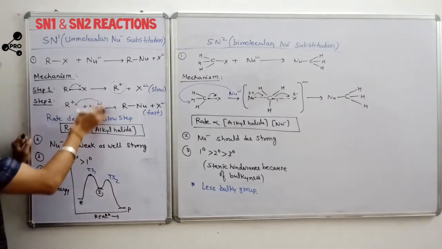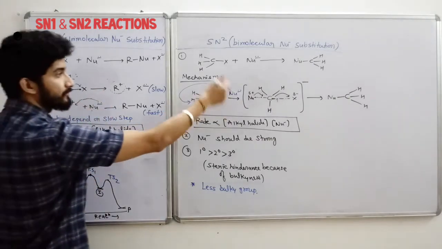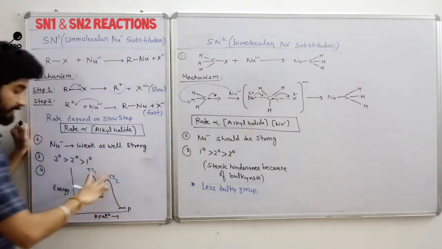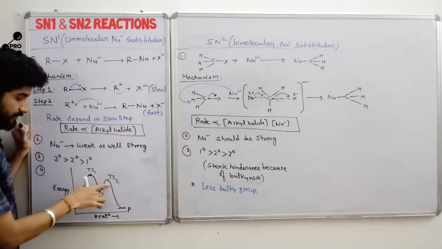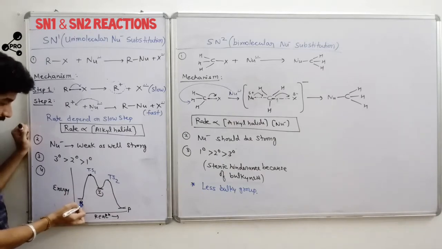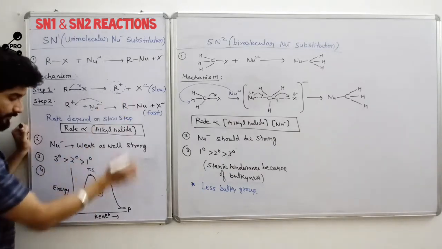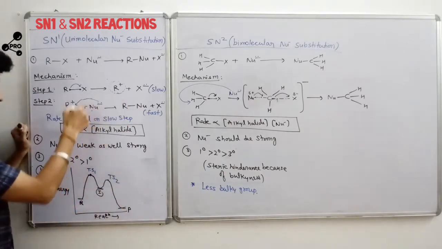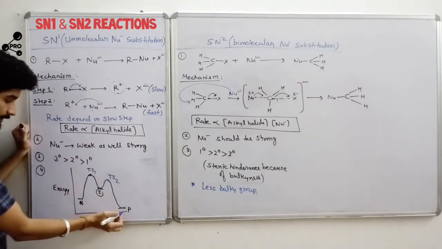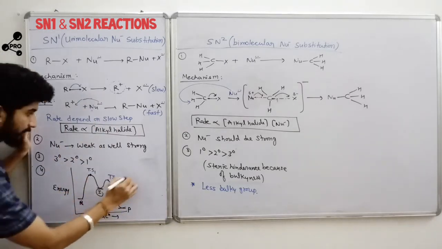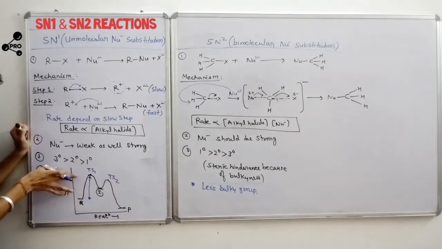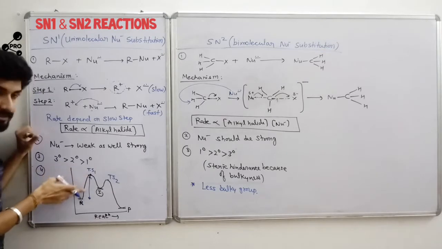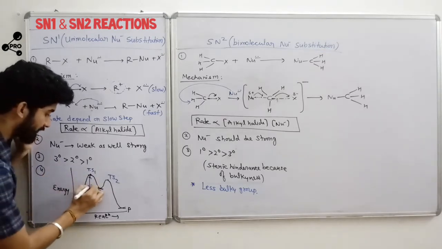Why? Because there are two steps. In the SN2 mechanism there is only one step, so there is only one transition state, but here there are two steps, so we'll get two transition states. That is, first we'll get the reactant, then the intermediate, and after that the nucleophile will attack and we will get the product. You have to be very careful that the difference between the transition state and the reactant is known as activation energy. This energy is known as activation energy.